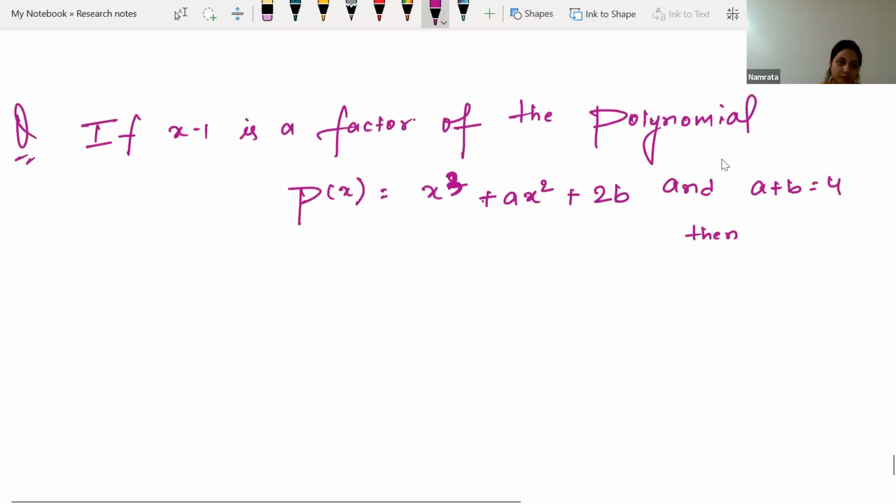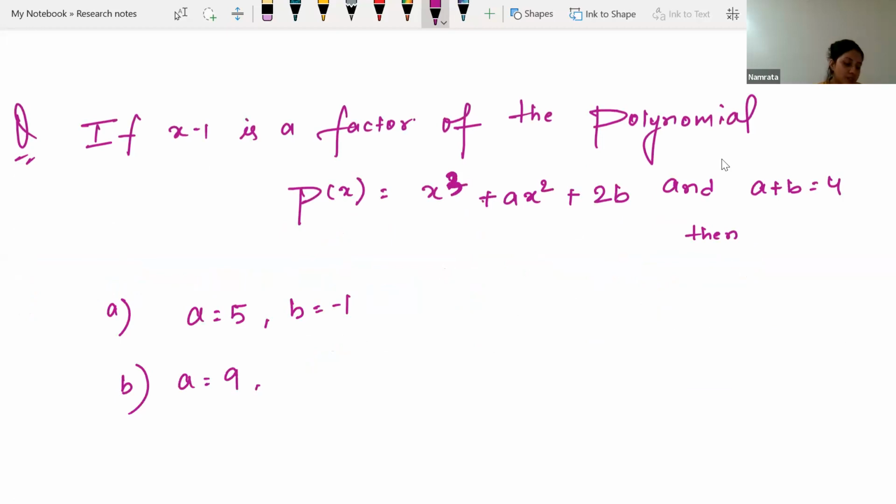Option A: a is equal to 5 and b is equal to minus 1. Option B: a is equal to 9 and b is equal to minus 5. Option C: a is 7 and b is minus 3. And option D: a is 3 and b is 1.